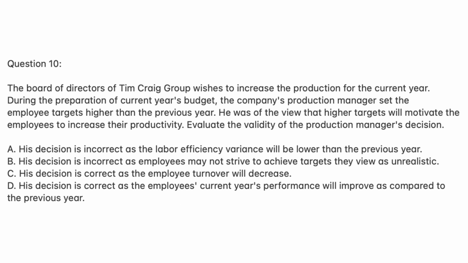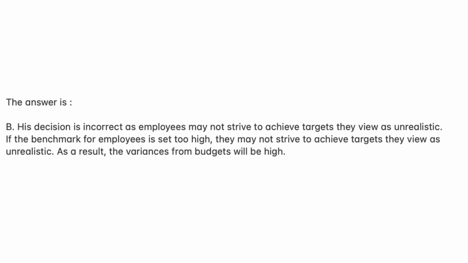A. His decision is incorrect as the labor efficiency variance will be lower than the previous year. B. His decision is incorrect as employees may not strive to achieve targets they view as unrealistic. C. His decision is correct as the employee turnover will decrease. D. His decision is correct as the employee's current year's performance will improve as compared to the previous year. The answer is B. If the benchmark for employees is set too high, they may not strive to achieve targets they view as unrealistic. As a result, the variances from budgets will be high.